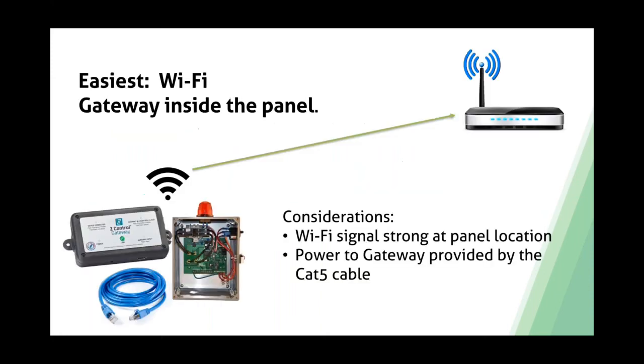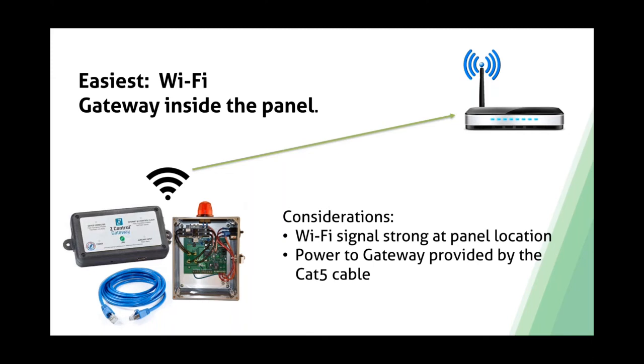The easiest configuration when you have a panel or some other device that has to be outside is if you have a strong Wi-Fi signal at that location. If you do, then the gateway can go inside the control panel as long as it's a plastic enclosure and be plugged in that way, and there's no wiring to do. It's a much simpler installation.